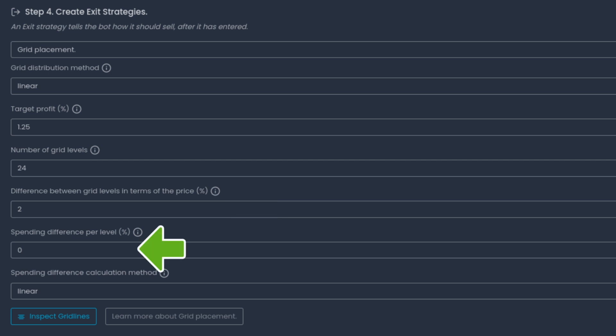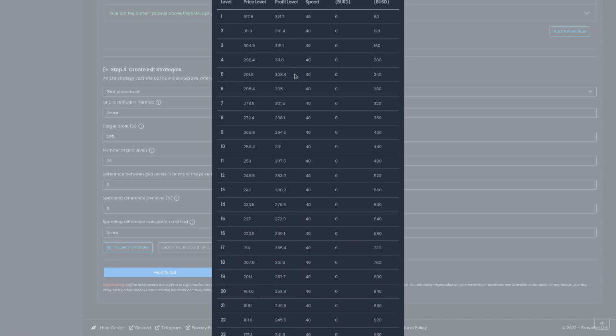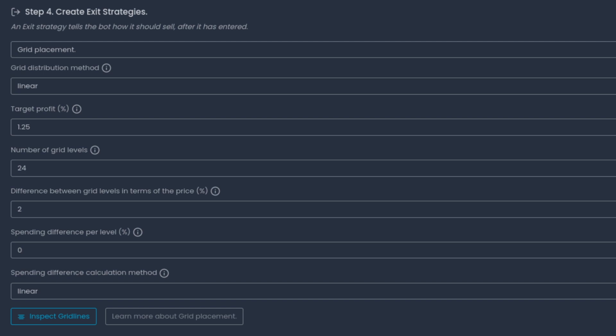The spending difference per level percentage is, if you want it to spend more money from your wallet, the further the grid goes down. If you ever want to see how your settings affect the grid, you can press this button to see. This will show you how your wallet will be divided and how the money will be spent. As you can see, very powerful tool.